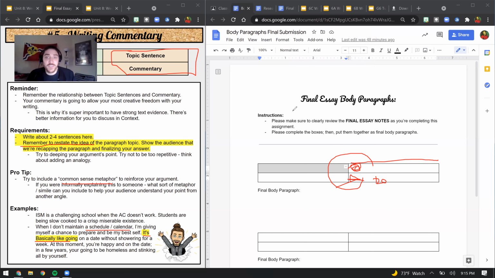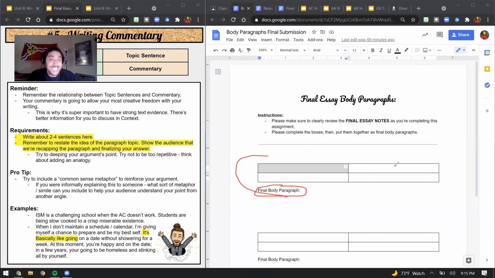So if I'm looking at this final assignment, this is going to be a bigger assignment. Make sure you finish all 3 bodies and make sure you copy and paste in the C structure. I start with 1 topic sentence, then my C continues to go through text evidence. It goes here into context and it ends with commentary, giving me a well-rounded argument.